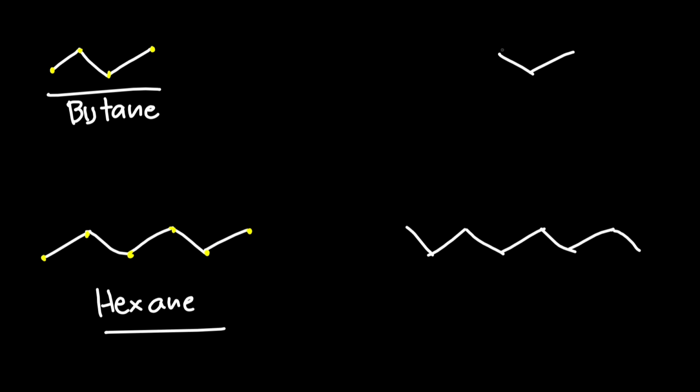Third one would be this. There are 3 carbons in here. 3 carbons is propane. And for this last one, there would be 8 carbons in the structure. 8 carbons is an octane.